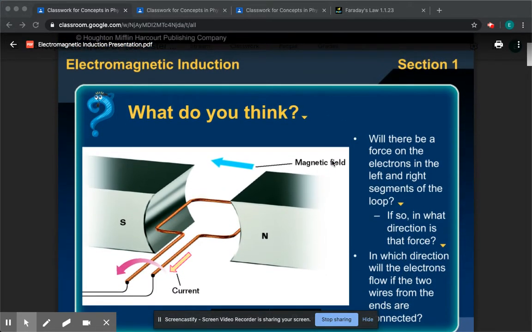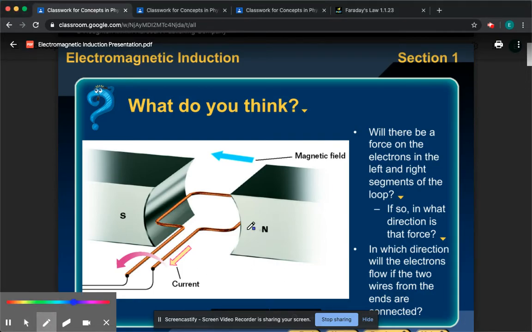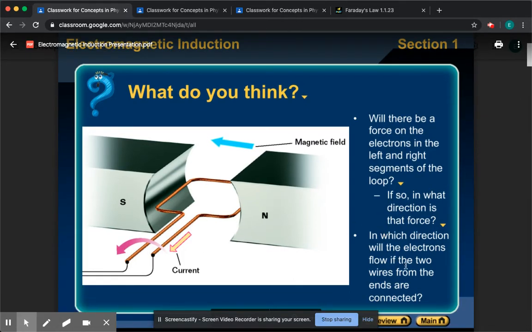What we want to know is in the right and left segments of the loop, will there be a force on the electrons? Okay, so what they're talking about is in this section right here, and then this section right here, is there going to be a force on the electrons? And if there is, in what direction is that force going to be? And in what direction will the electrons flow if the two wires from the ends are connected? Okay, and they are connected. So they're connected to something. So there is a flow.